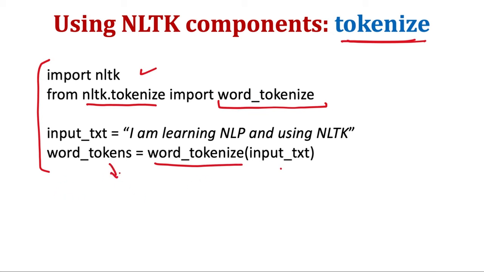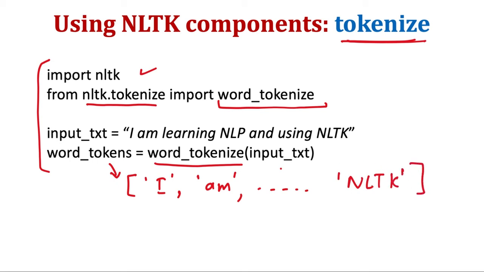this word tokens, which will become a list containing all the words. So, I, am, and so on till NLTK. It has tokenized the words and returned a list of that. So when you print input text, it will be this sentence. When you print word tokens, it will be a list. So let's see all of this in a Jupyter notebook.